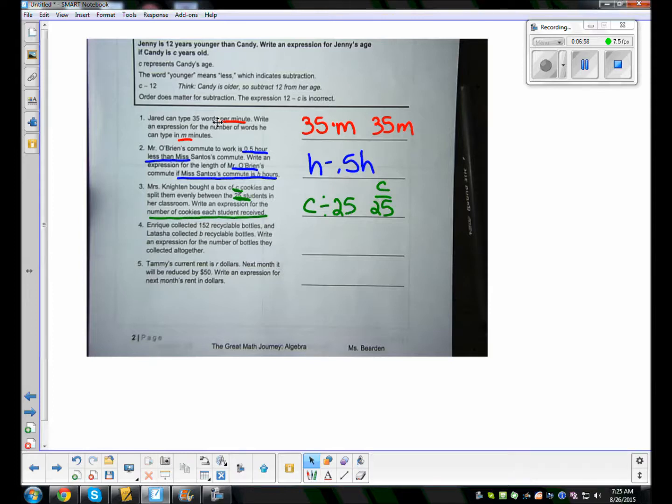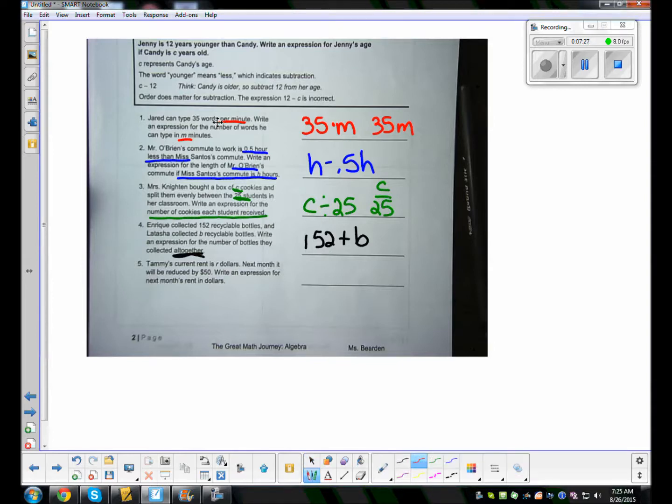Number 4, Enrique collected 152 recyclable bottles, and Latasha collected B recyclable bottles. Write an expression for the number of bottles they collected all together. So think in your head, what does all together tell us? All together tells us to add. So I have 152 plus B. Okay, and the last one on this page.